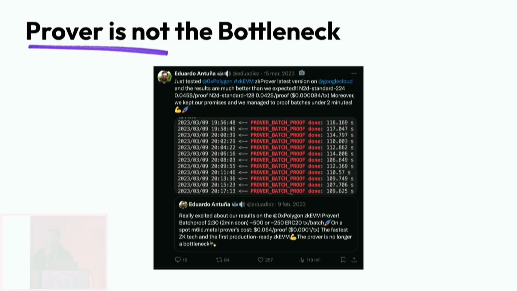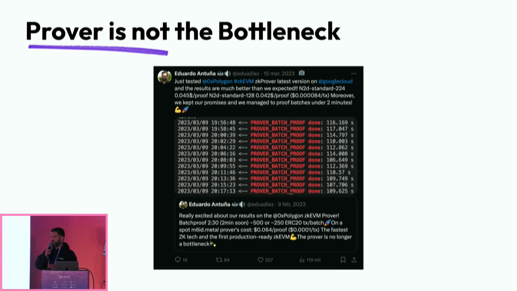It takes 2 minutes to make a proof of a batch. A batch is more or less 500 transactions. And we are going to add a lot of improvements to our proving system, like backups and other things that are probably a topic for another talk, not for today. But the key point is that the prover doesn't represent most of the cost of a transaction.